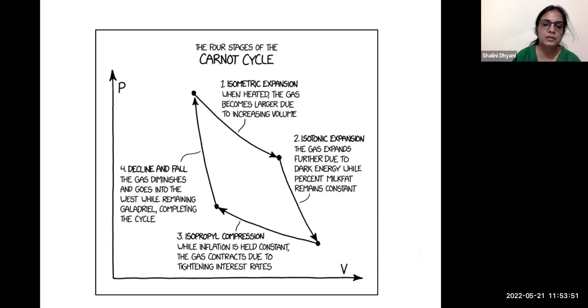So in the first stage, that is stage one, the isothermal expansion takes place. In isothermal expansion, when the system is heated, the gas becomes larger. And this becomes larger because of increase in volume. And the volume increase also means increase in entropy of the system. So whenever we give energy to any system, it has an isothermal expansion because of increase in entropy, increase in volume. And then there is the second expansion that is called adiabatic expansion.